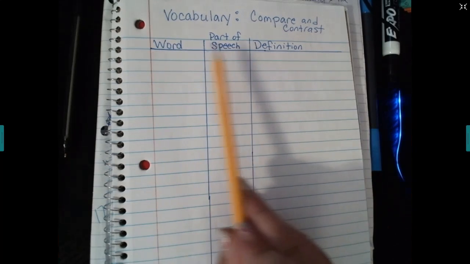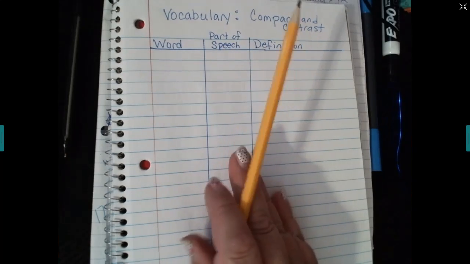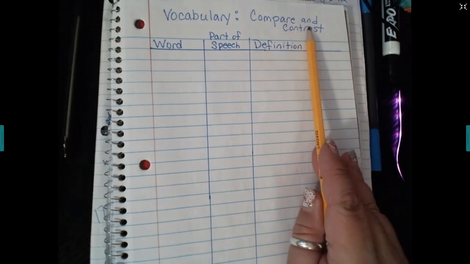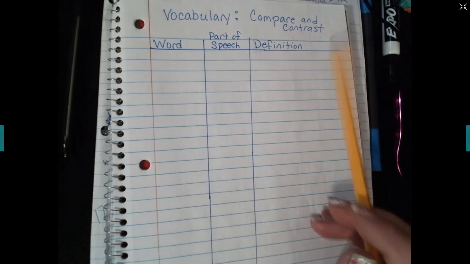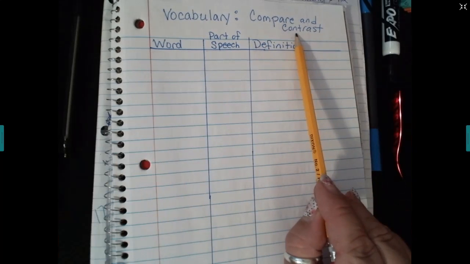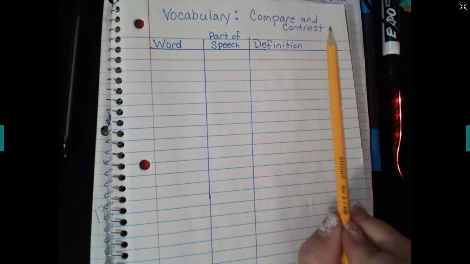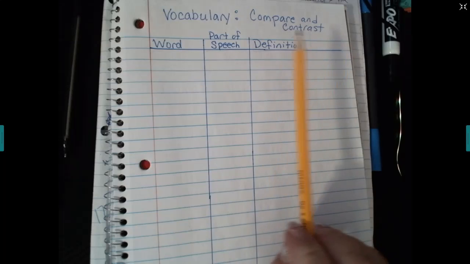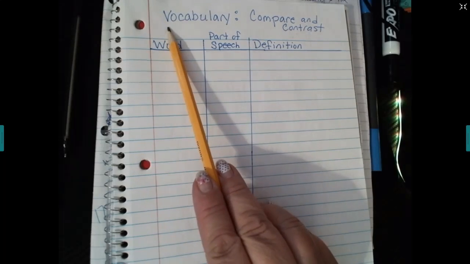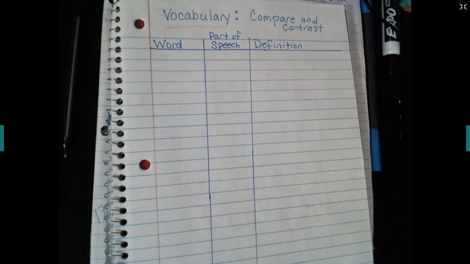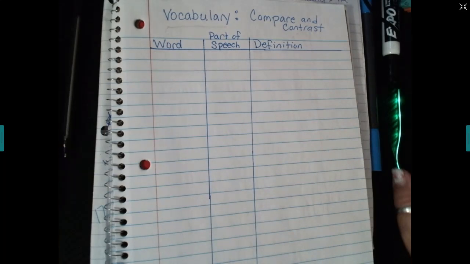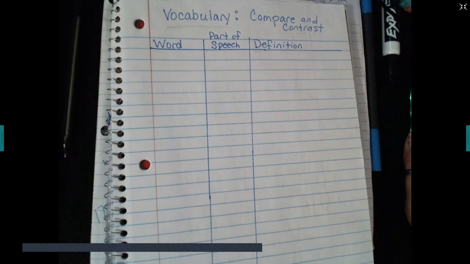And I titled my notes Vocabulary for Compare and Contrast, because we are talking about how to compare and contrast. And the first step in learning a skill is to understand the vocabulary you're going to see when you use this skill. All right, pause this video, set your notes up, and when you're ready, come back.